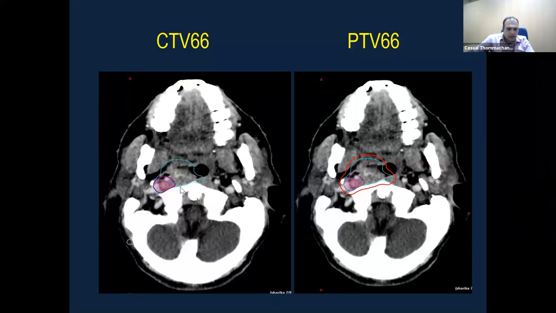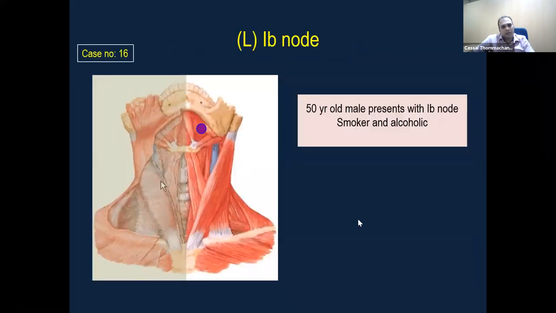You need not incorporate bone, you can edit from the bone. And this will be your CTV66. Then you give a margin. You cannot edit the PTV based on your institution protocol. So this will be your final PTV for the high-risk patient.